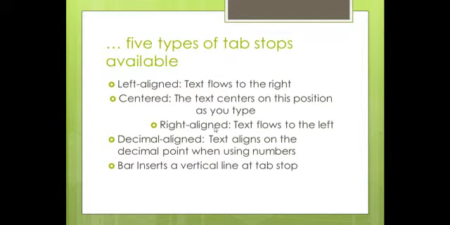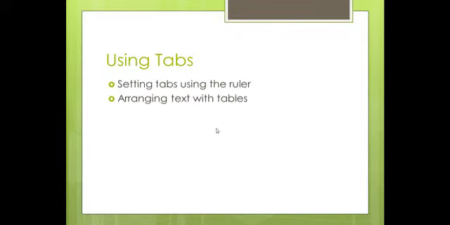And there's a decimal align. The text aligns onto the decimal point when using numbers. And then there's the bar, which inserts a vertical line at the tab stop. We will see them further. They will be clearer when we do the practical, and we'll go through each one.